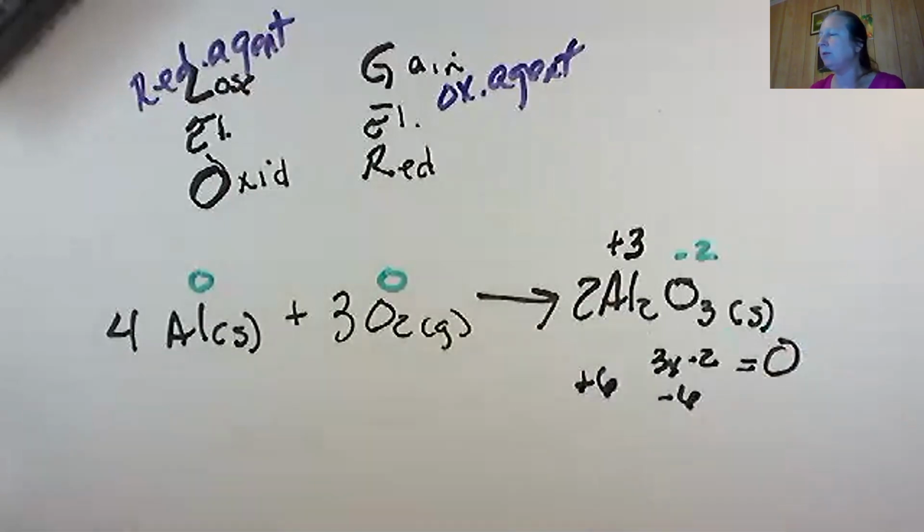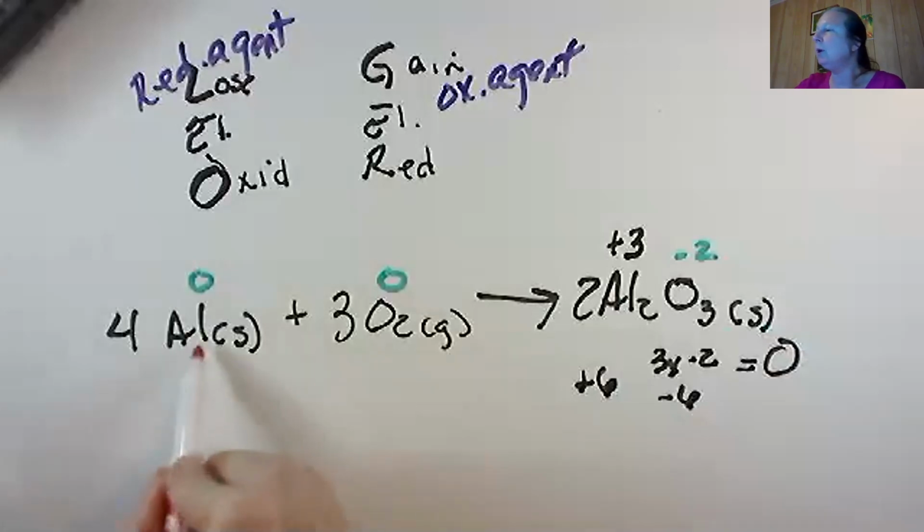+3 times 2 is +6, -6 is 0. So there are my oxidation numbers. Then the next question was, determine the oxidizing agent and the reducing agent. Not oxidize and reduce, oxidizing agents.